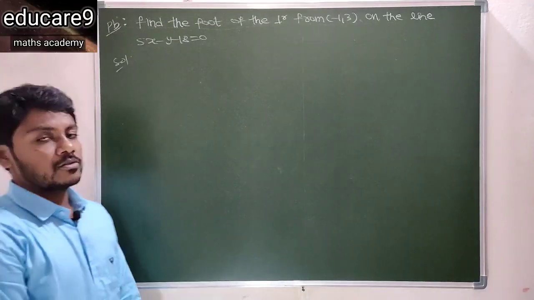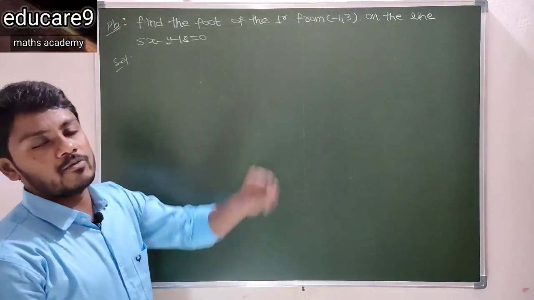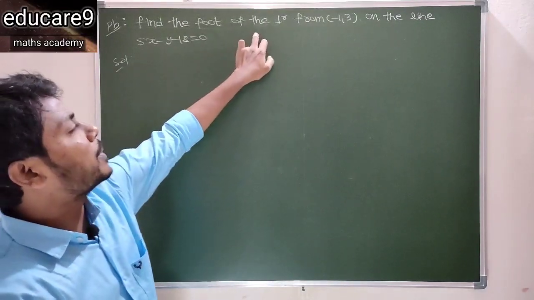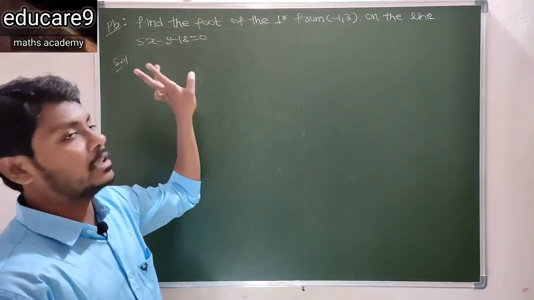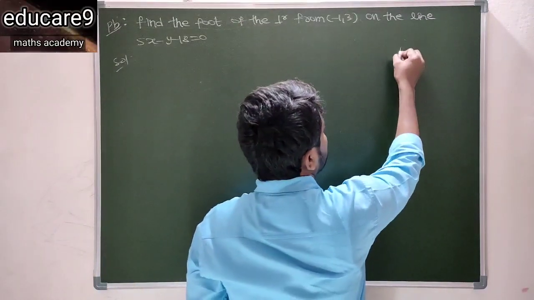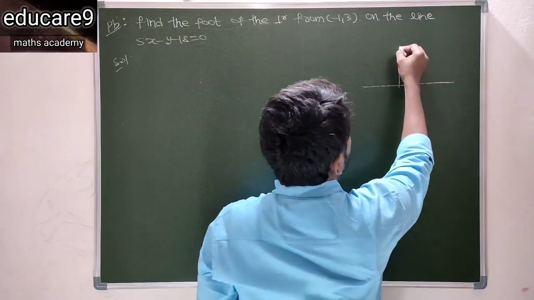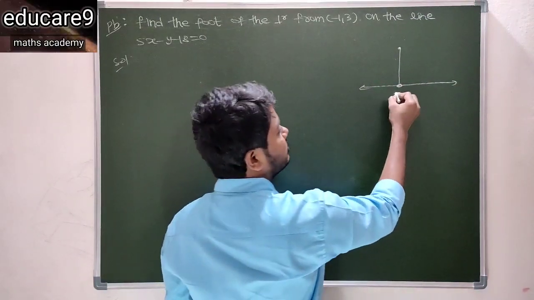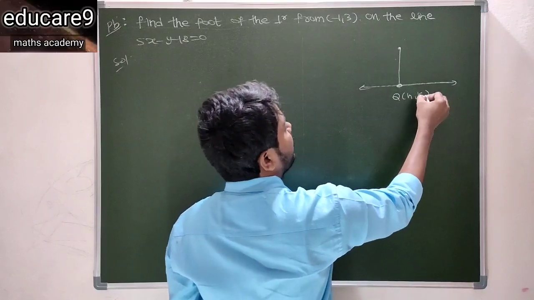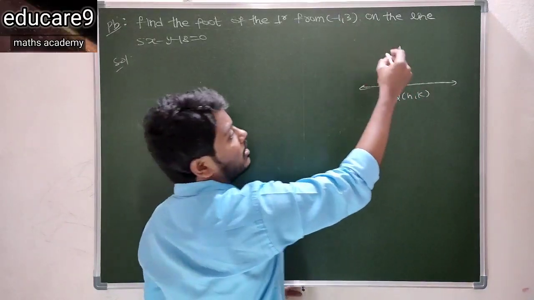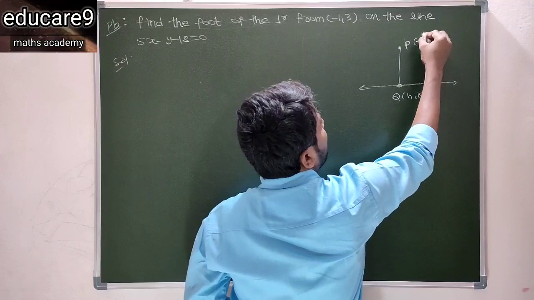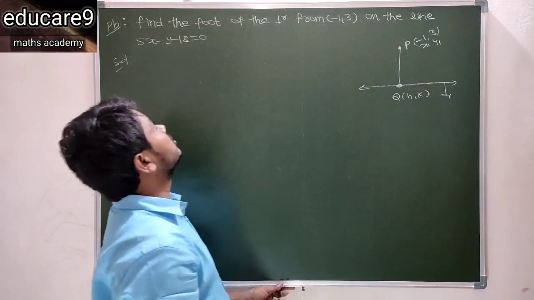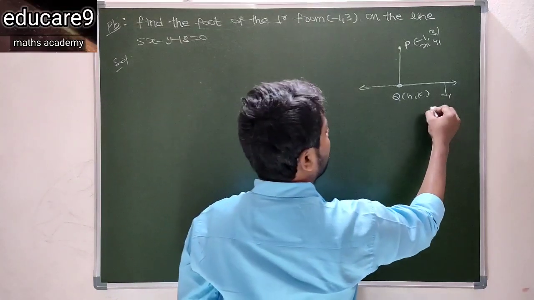Okay. So now see here, a problem on the foot of the perpendicular theorem. Find the foot of the perpendicular from the point on the line. You know that these two lines are perpendicular, so clearly this is the foot of the perpendicular, that is (h, k). The point is given, that is P(-1, 3), this is (x1, y1). And the line is given, that is 5x minus y minus 18.